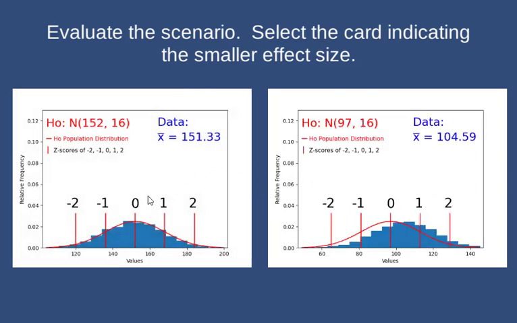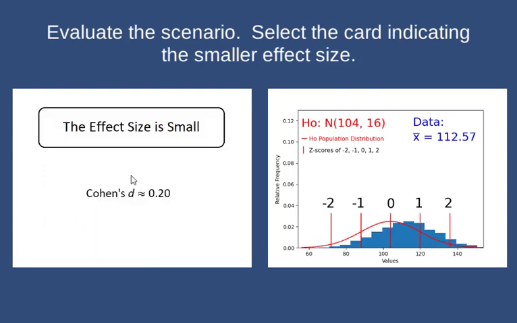Okay, so now in this next set of scenarios, on the left, the data matches up really closely with the null hypothesis distribution. So there we consider it to be a very small effect size. On the right, we can see that the sample mean is again about a half a standard deviation above the population mean. So that'd be like a Cohen's d of 0.5. So picking the smaller effect size, we'll click the scenario on the left.